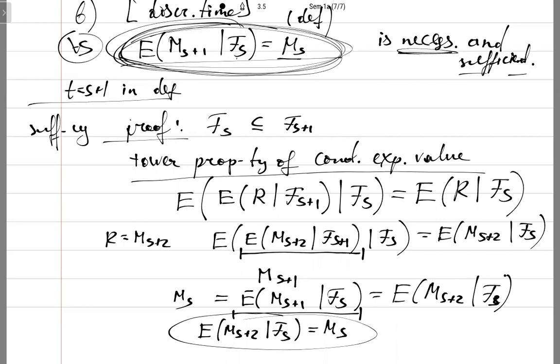If I apply this idea twice, I can go further and conclude that the expected value of M_{s+3} given F_s is M_s, and so on. So starting from just the one-step-ahead property, I conclude the general property for any t, and basically that proves the theorem.